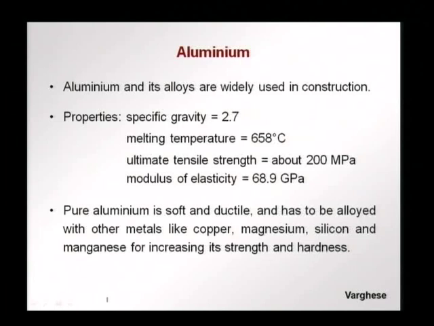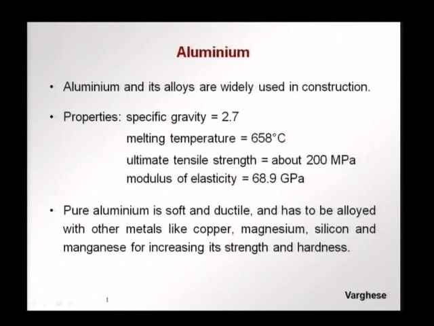Aluminium is one of the non-ferrous metals that is used a lot along with its alloys. Its specific gravity is 2.7, showing that it is a light material, and that is one of the reasons that we use it for cladding and roofing and so on. A melting temperature of 658 degrees, not very high, can be handled by a lot of small factories. Ultimate tensile strength of about 200 megapascal, modulus of elasticity 69 gigapascals. We see that the stiffness is less than that of steel.